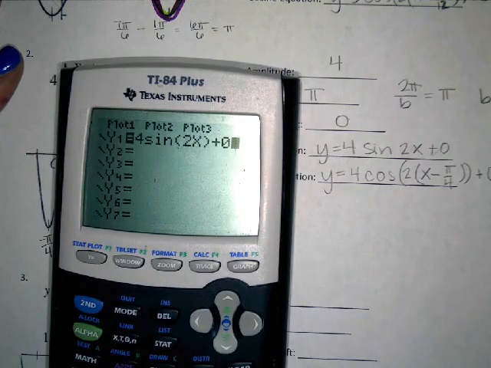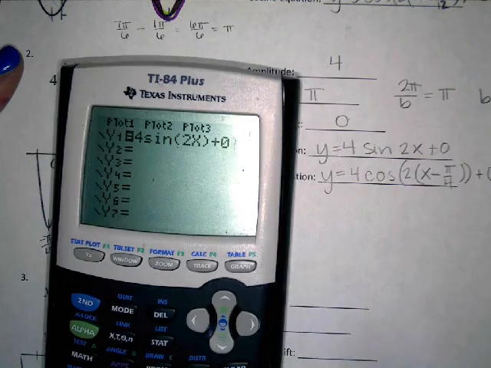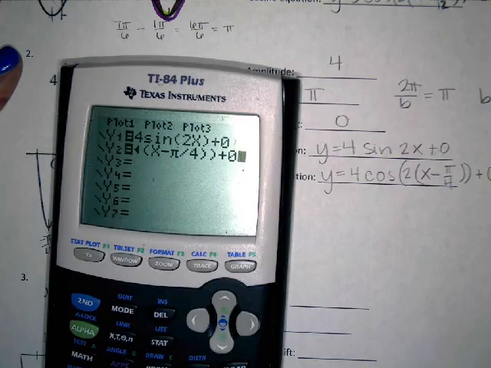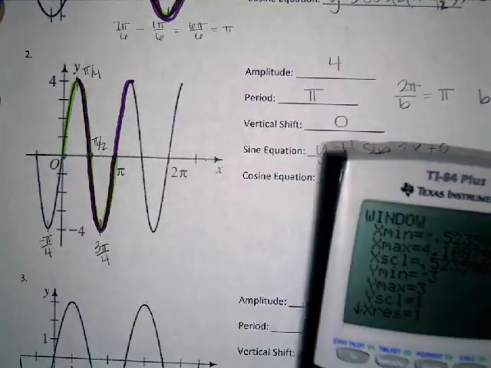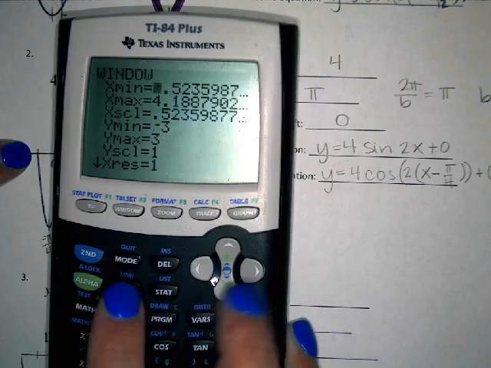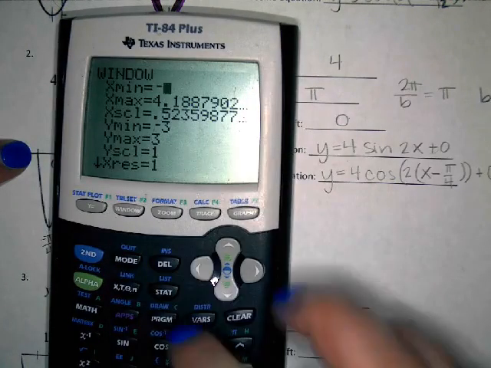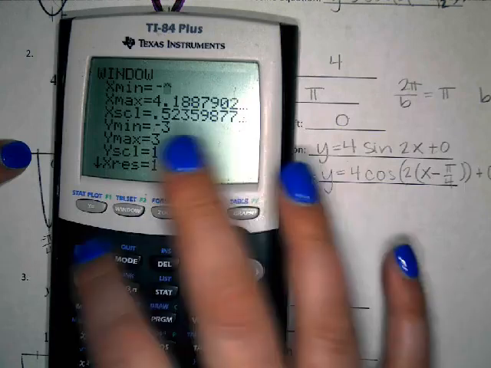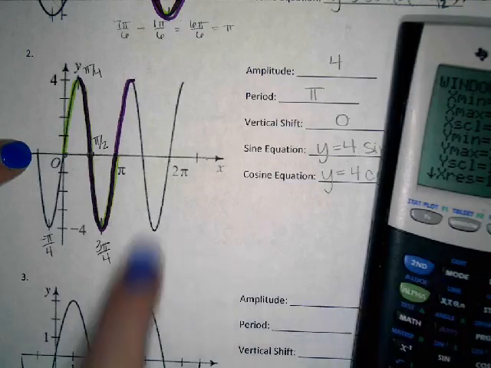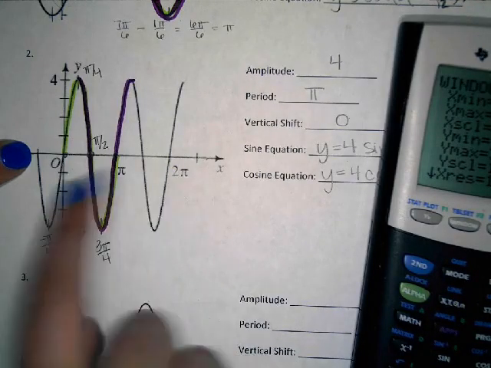4 cos 2 parenthesis x minus pi fourths. Okay. Now for my window, looks like the furthest to the left that I went was negative pi fourths. To the right, I did, oh, not pi fourths. Sorry. What is that? Pi halves. Let me go back up.